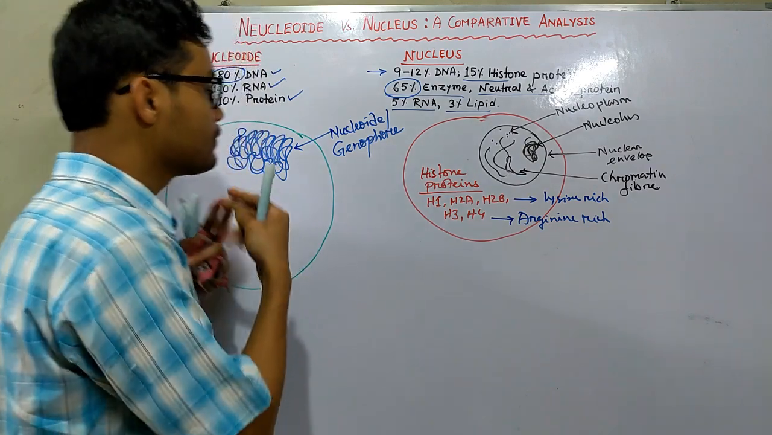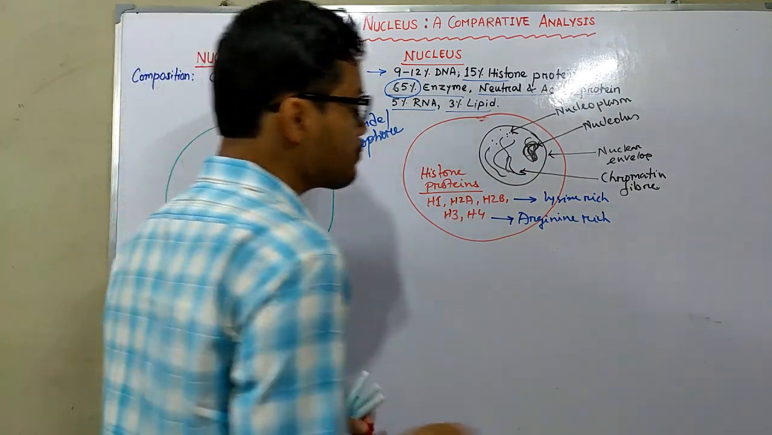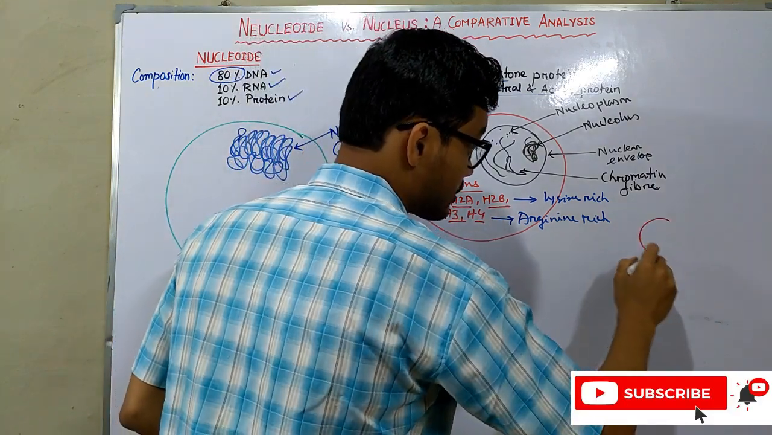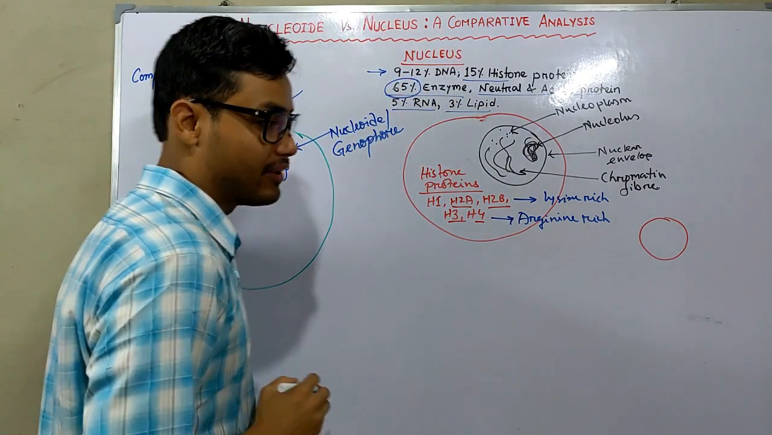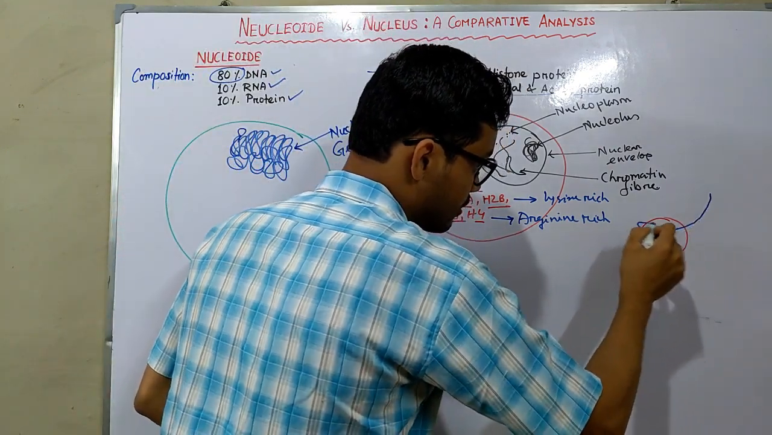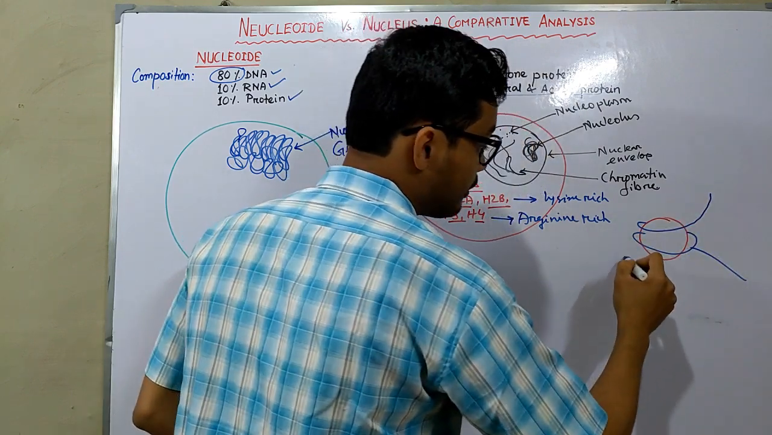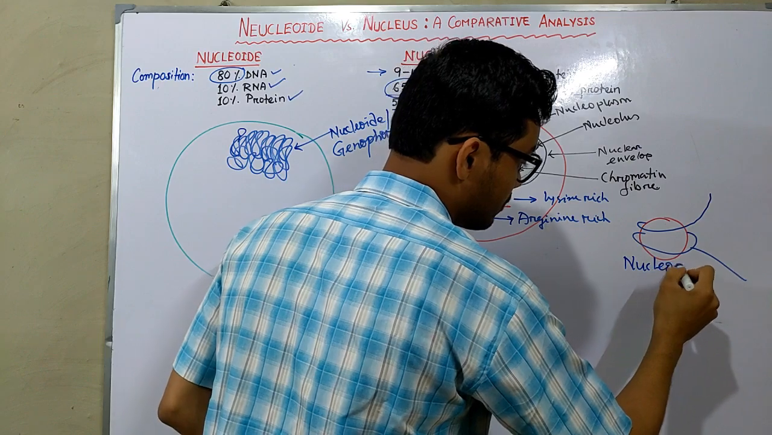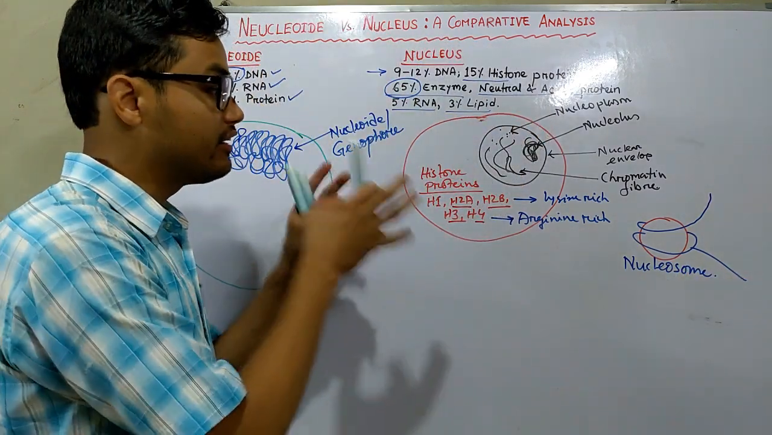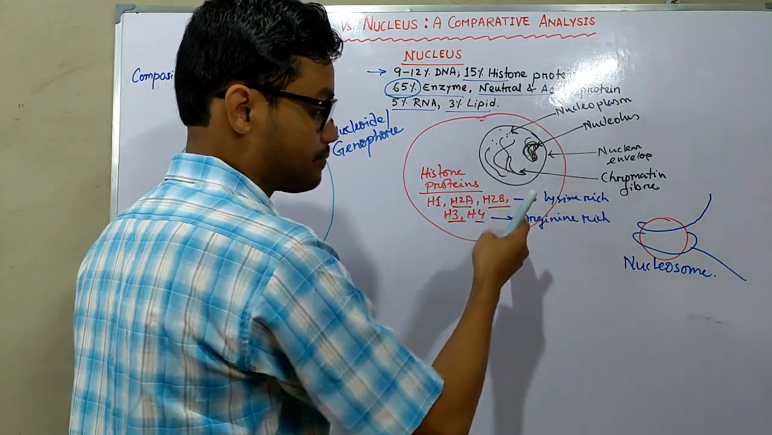But in case of nucleoid, there is no histone protein present. The histone proteins H2A, H2B, H3 and H4 make a histone octamer, around which DNA is wrapped and forms a nucleosome. In that way, they compact their DNA in a small region, known as chromatin fibers.